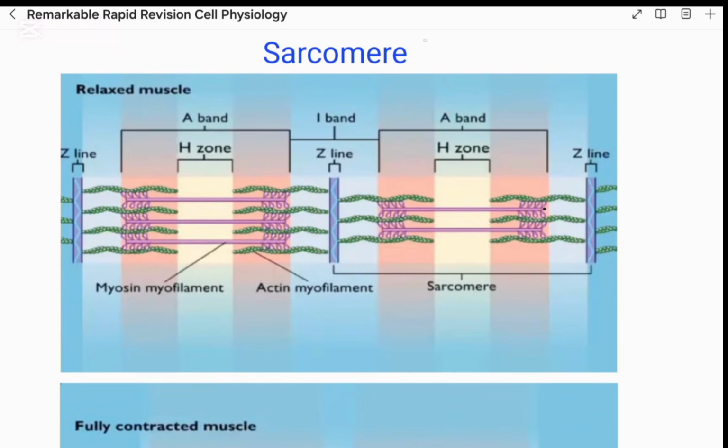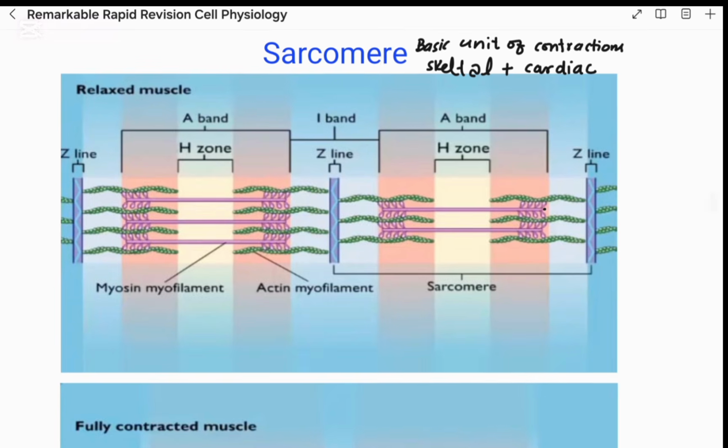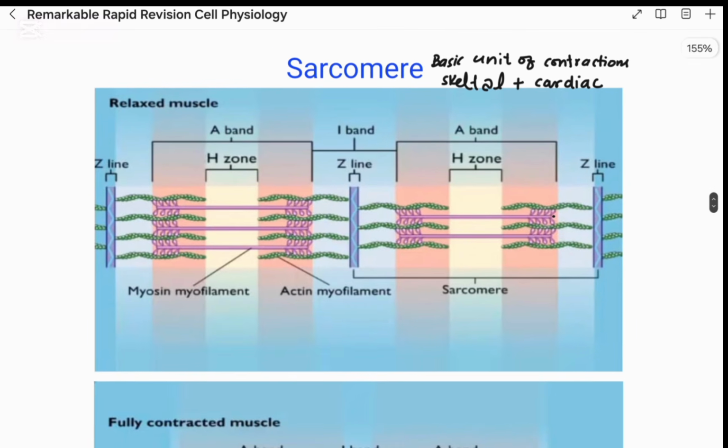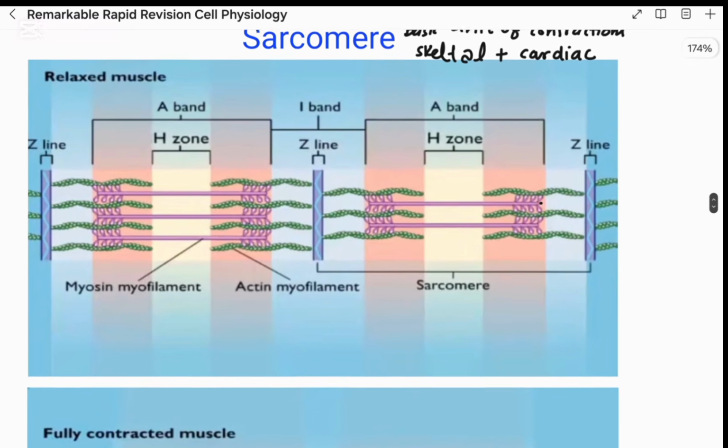Sarcomere is basically a basic unit of contraction of the muscles. So which muscles? Skeletal and cardiac. No smooth muscles. Smooth muscles don't have sarcomeres, so no striations, hence known as the smooth muscles.